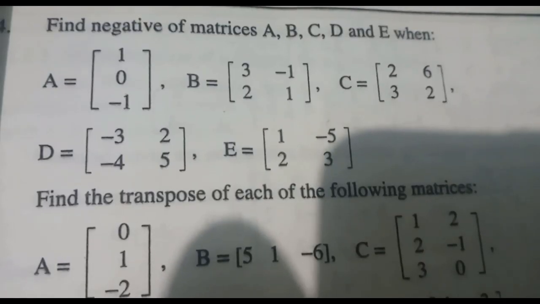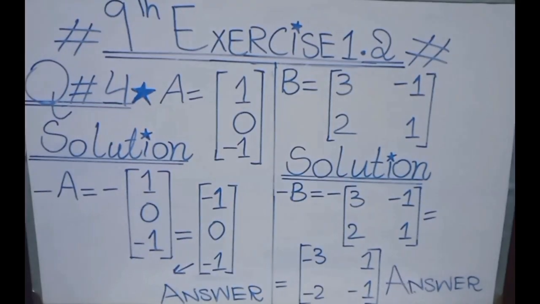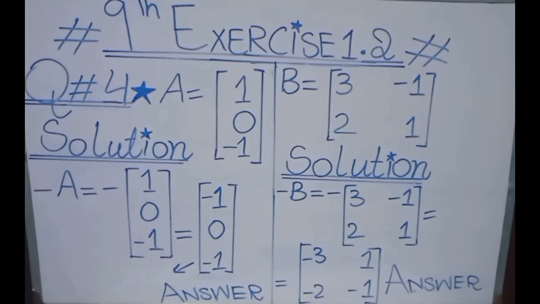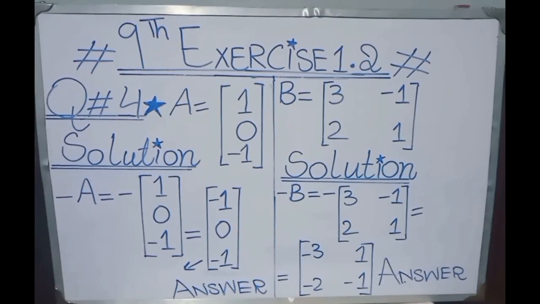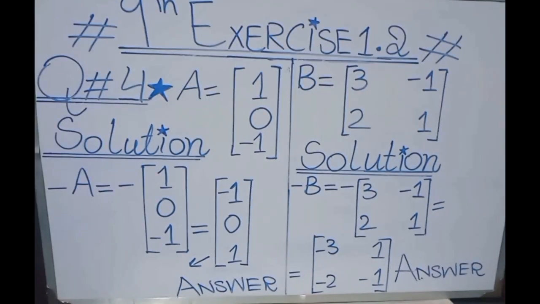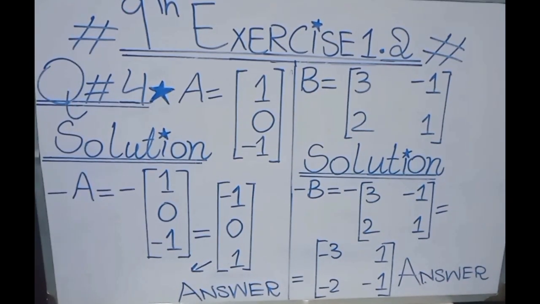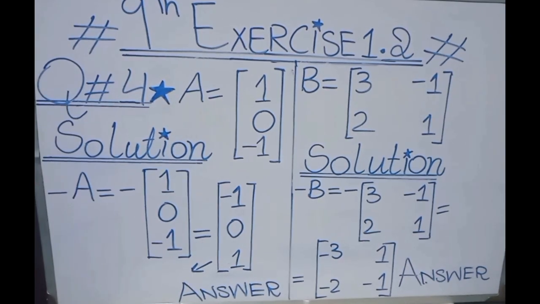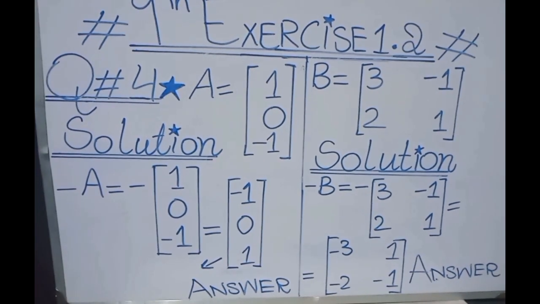So question number 4 is: find the negative of matrices A, B, C, D and E. And now we will solve question number 4, which is to find the negative of A, B, C and D. Part A of question number 4 is A equal to 1, 0 and minus 1. For solving this question, we will multiply all the entries of this matrix with the negative sign, and the answer will become minus 1, 0 and positive 1.